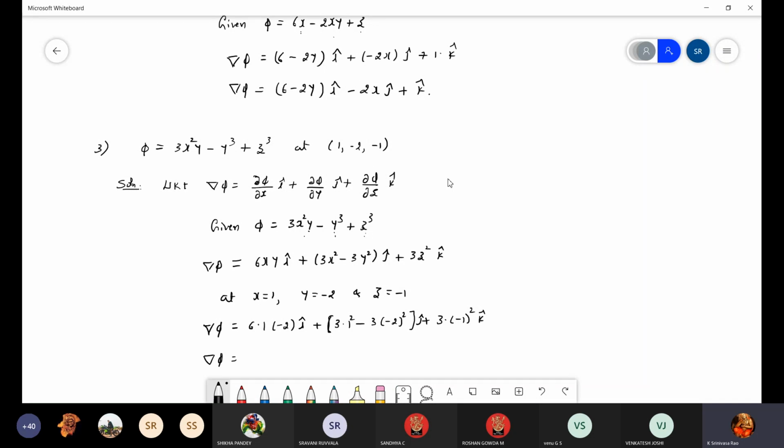You will get minus 12 i cap, minus 9 j cap, plus 3 k cap. This is 3 and this is 12. Very good. So this is the answer because minus 1 whole square is plus only. So this is the way of calculating grad phi. Okay, next problem, fourth one.